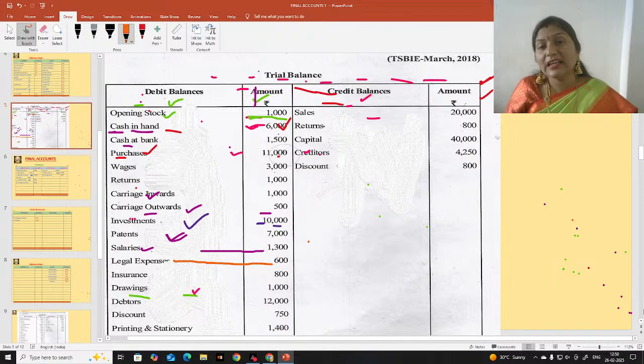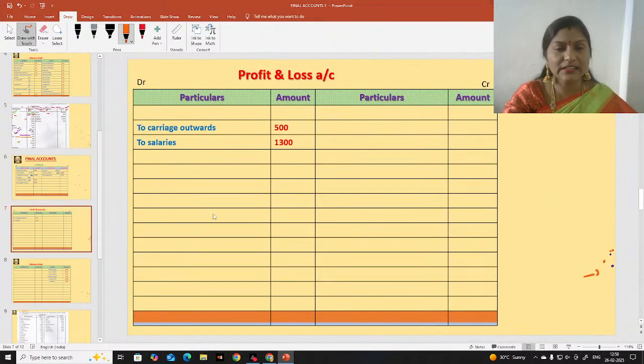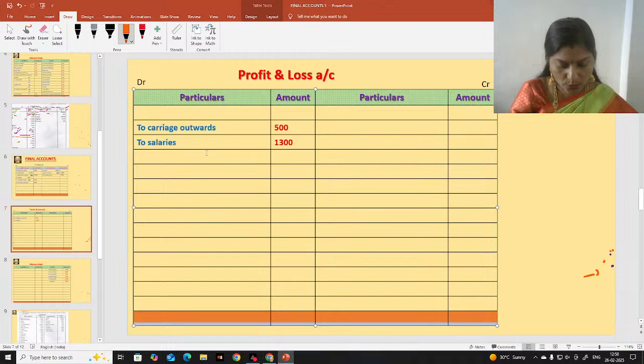Legal expenses we record in the profit and loss account, debit side. In the beginning of the class, I discussed with you the formats and important items that you have to remember. There are many items in the format, you need not remember all of them, only the important ones, which I gave in the beginning of this class. If you go through that, you can easily identify the items. Legal expenses we should show in the profit and loss account, debit side, that is 600. Let us go to the profit and loss account, students, and record on the debit side, legal expenses.